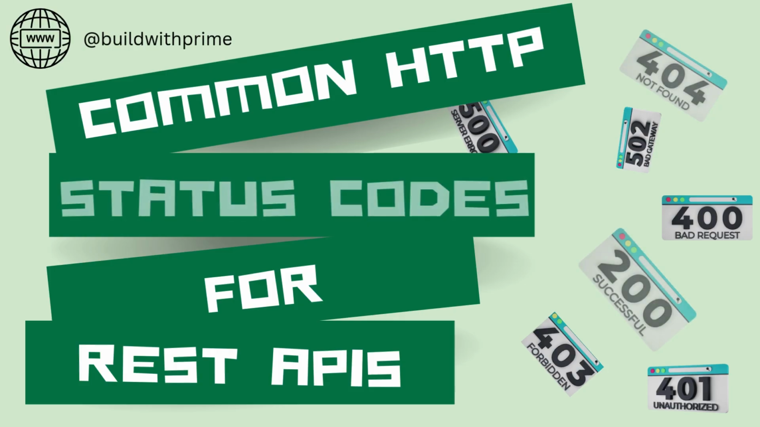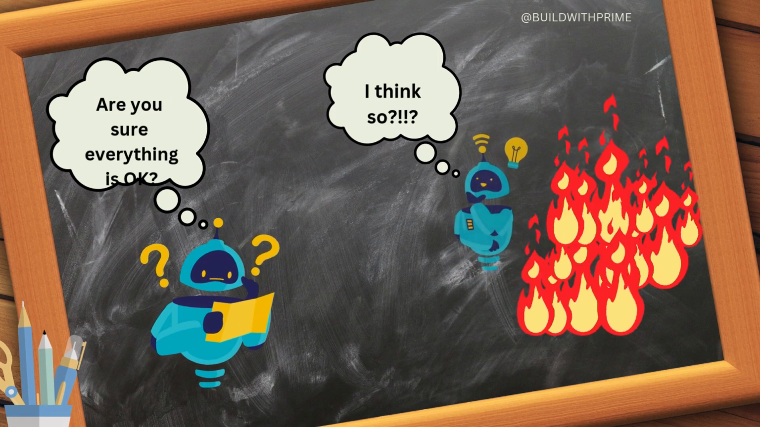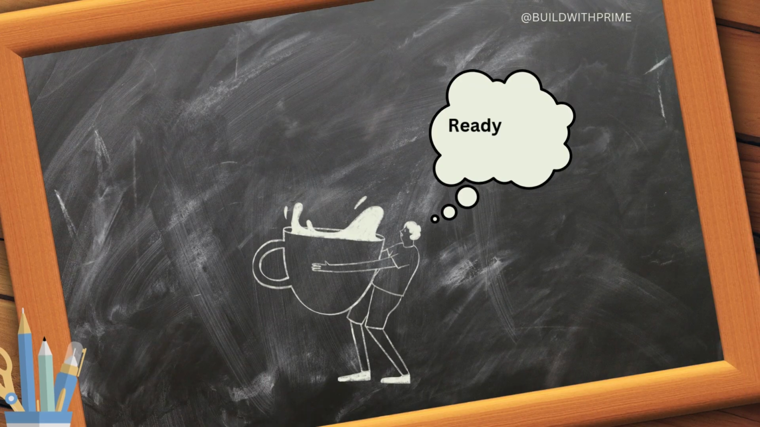Today, we're diving into something every backend developer, API consumer, or just curious coder should know, that is HTTP status codes for REST APIs. Because nothing says, I don't know what I'm doing, like returning a 200 OK when your app just exploded. So grab your coffee, let's get into it.